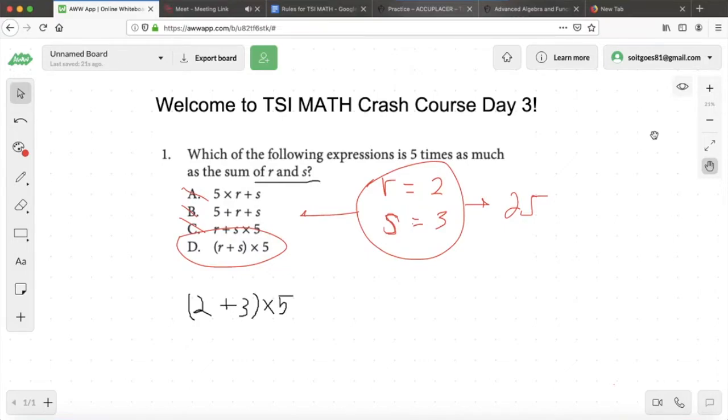I don't have PEMDAS on the basic concept cheat sheet at the moment, but I'll probably add that onto the basic concept cheat sheet just because that's so darn helpful, and I will do that for you. Just make sure you follow that. Any questions about question number 1? No. All right, let's do the next one.